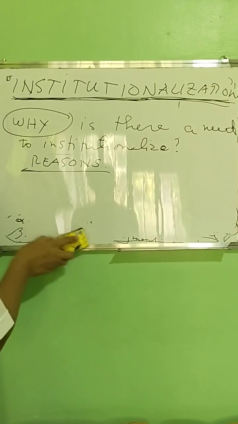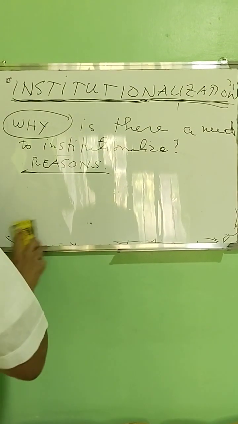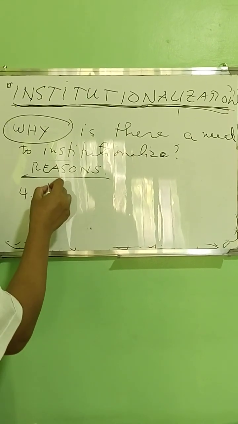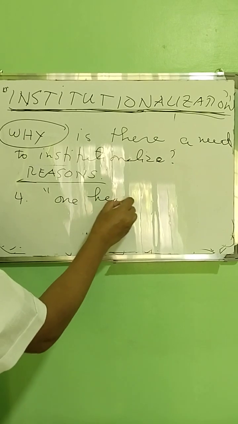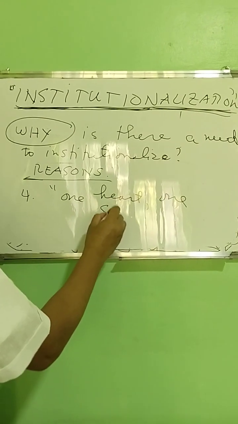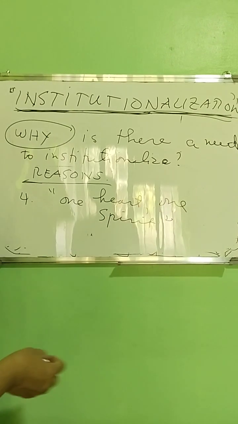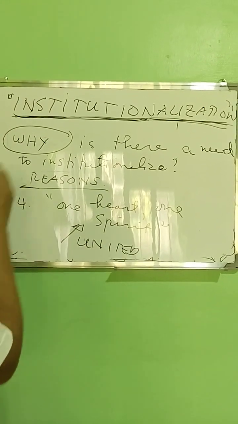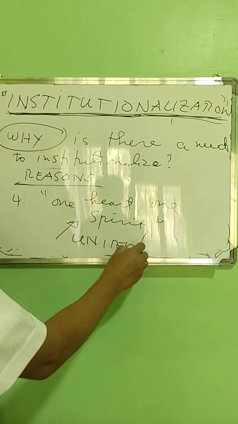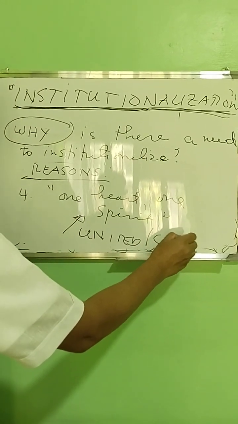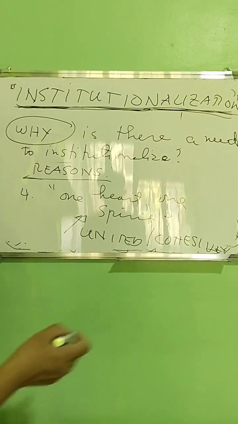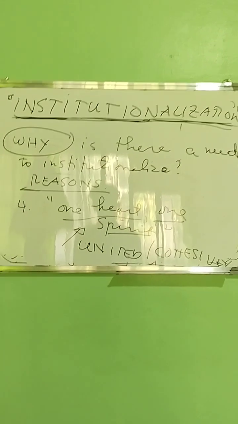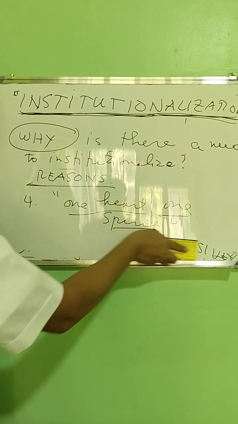Okay, what's the fourth reason? What do you think? Why is there a need to institutionalize? Well, of course, the fourth is we create, because there is a strong commitment, one heart, one spirit. This is an indication that the members are united, or that the organization is cohesive. So when we say cohesion or being cohesive, then there is one heart, one spirit. And that is also one of the reasons why we have to institutionalize values and norms.